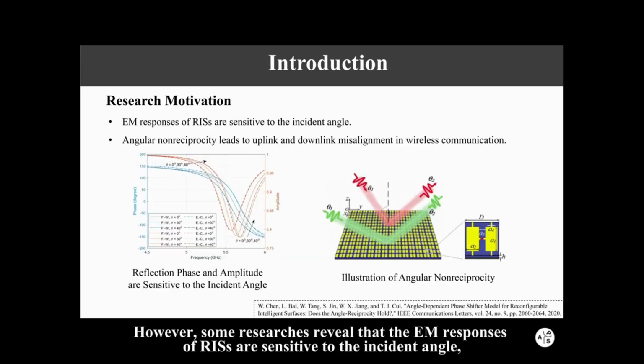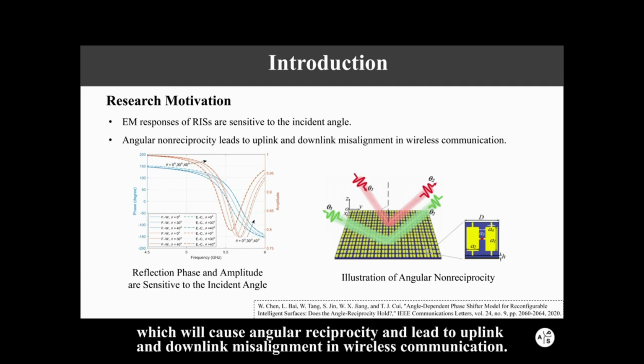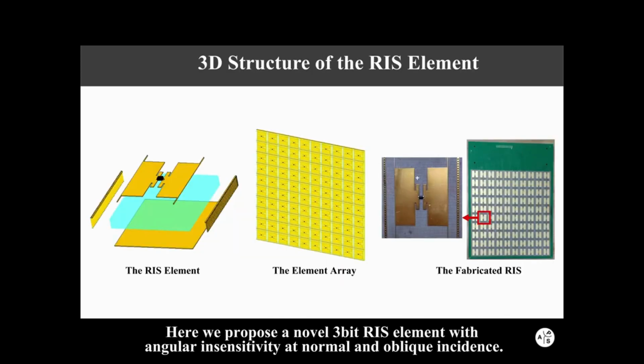However, some research reveals that the electromagnetic responses of RIS are sensitive to the incident angle, which will cause angular reciprocity problems and lead to uplink and downlink misalignment in wireless communication. Here we propose a novel 3-bit RIS element with angular insensitivity at normal and oblique incidence.